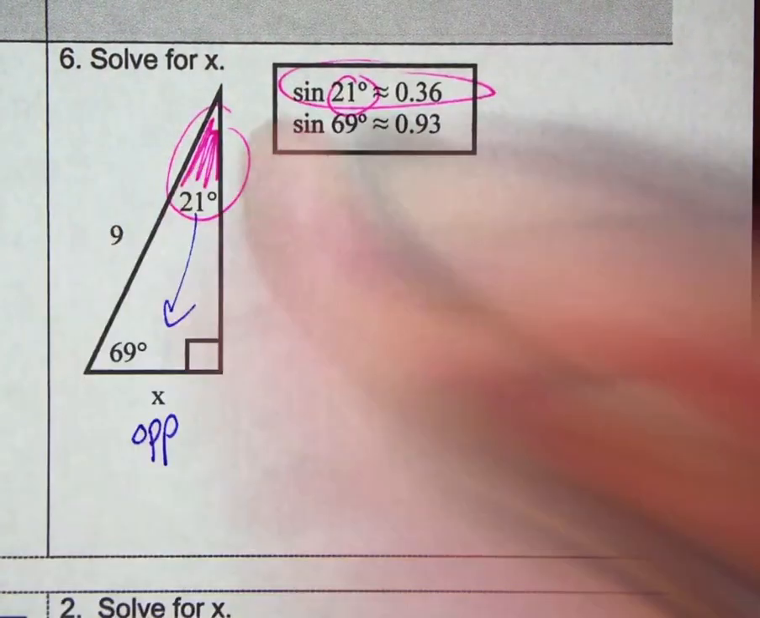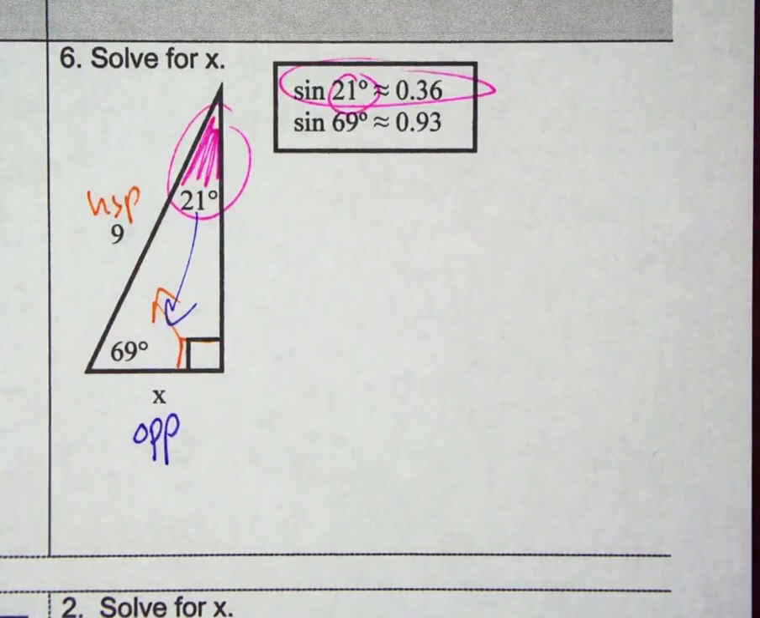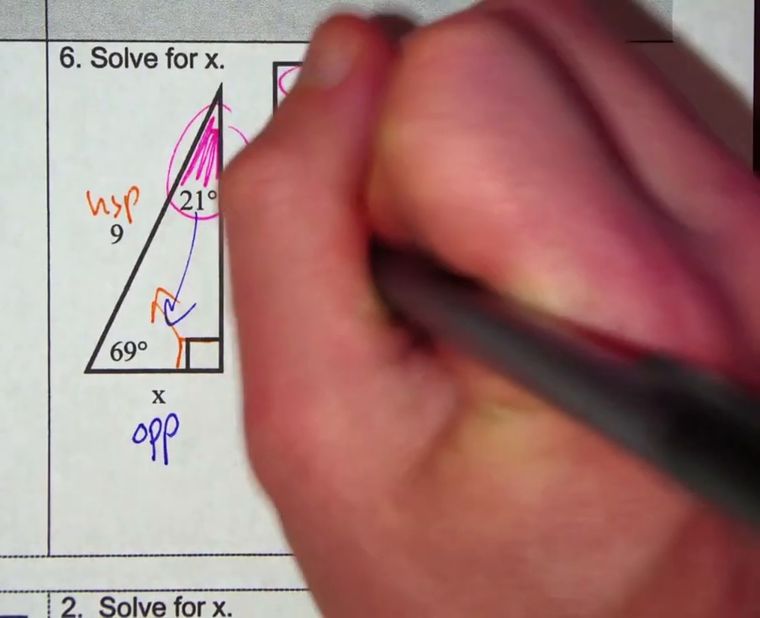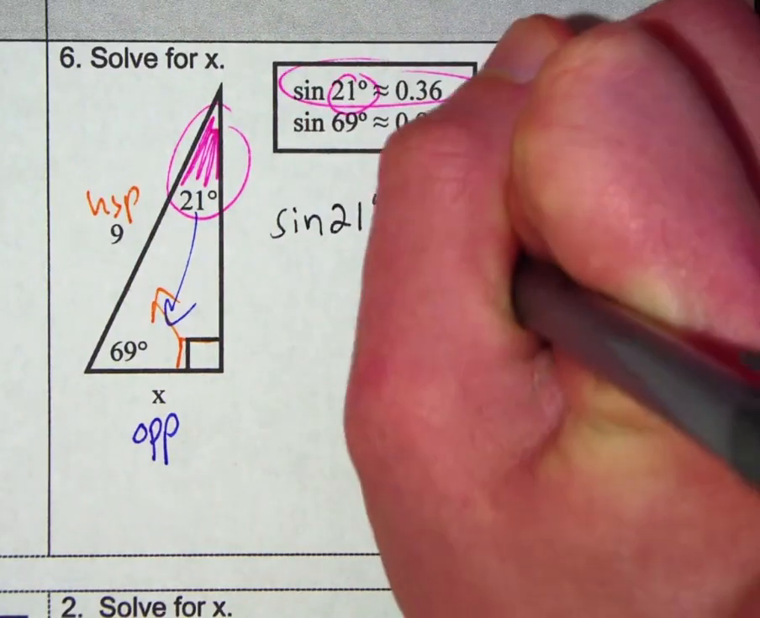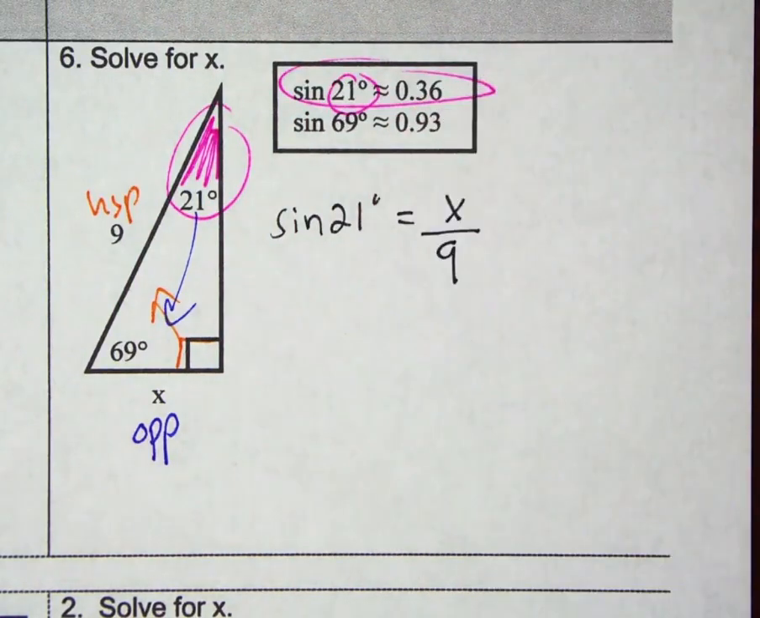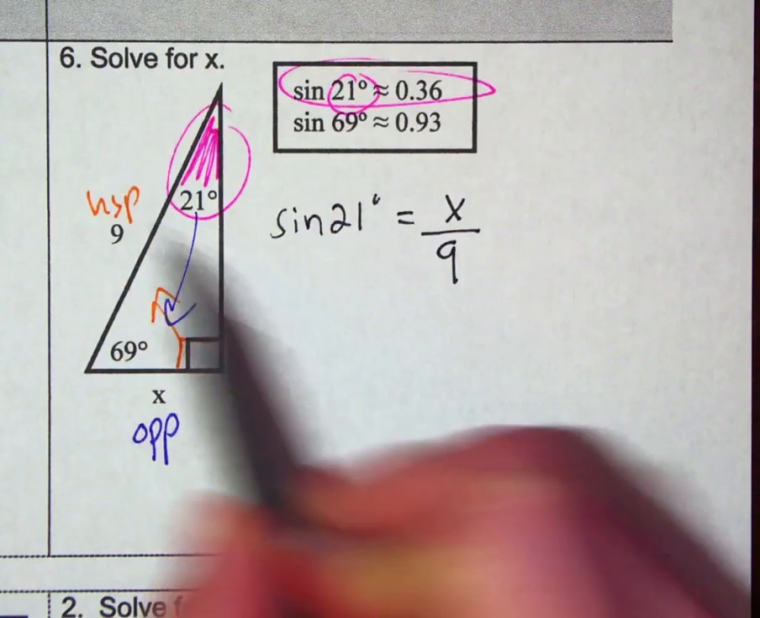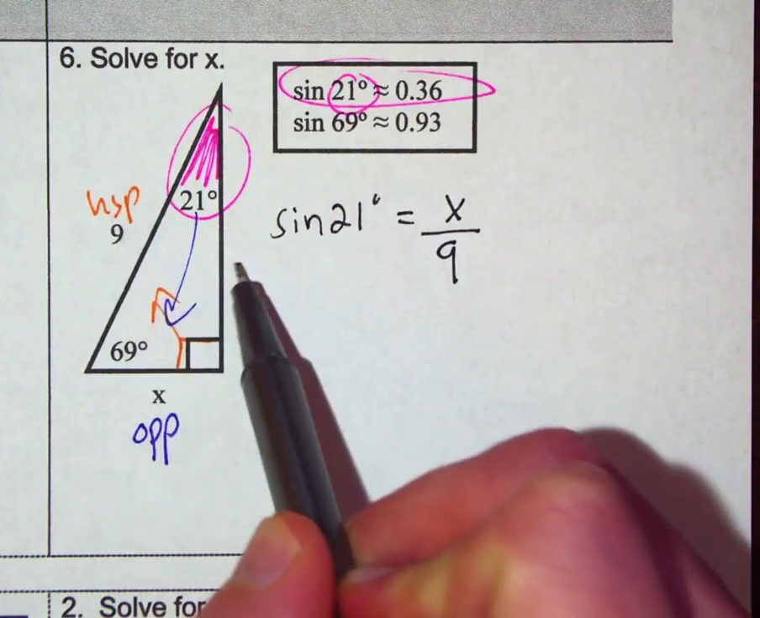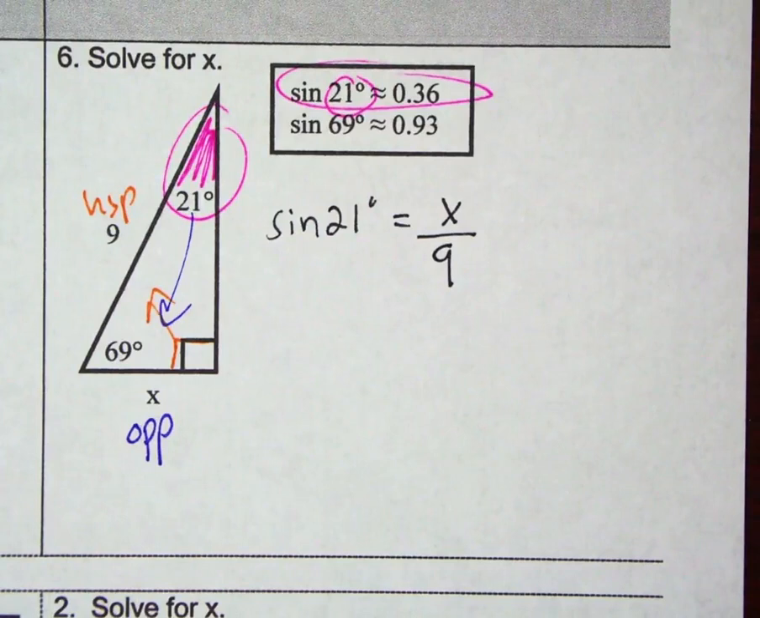Because here's our opposite, what we're looking for, and here is the hypotenuse. So now we can say sine of 21 degrees is equal to the opposite over the hypotenuse. Now if you did 69, sine would be opposite over hypotenuse. So you'd be finding this side over here instead of this one here, and that's not what you'd want to do. Let's go ahead and substitute.